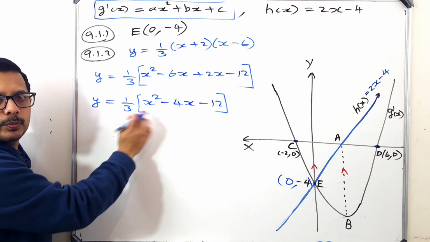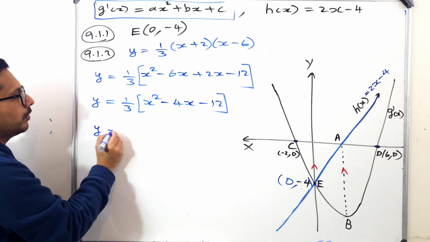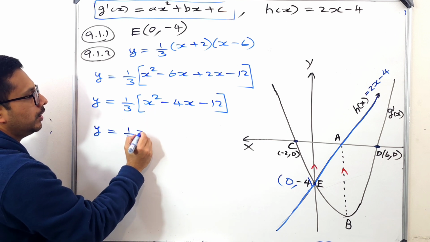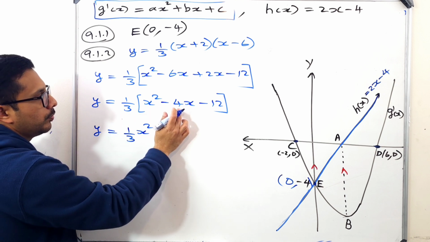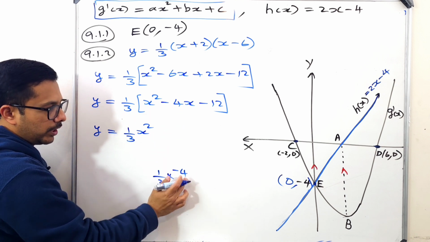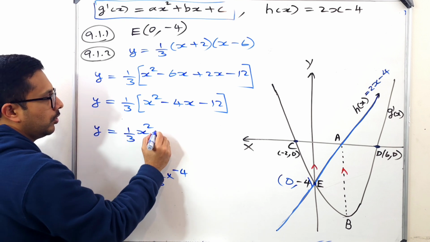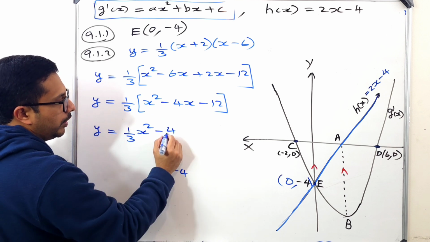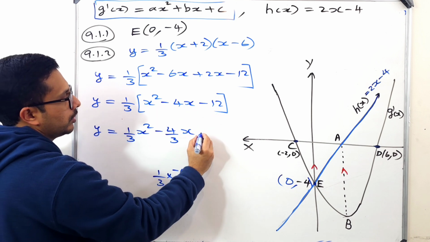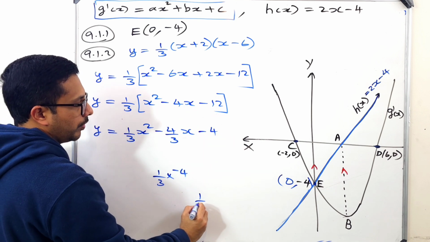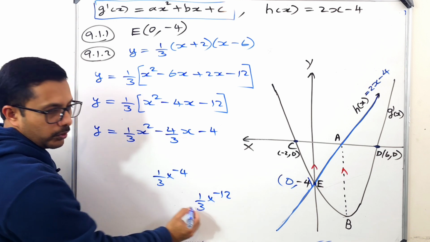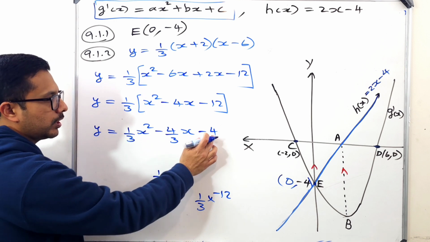Now expand this bracket. So what is that one? y is equal to 1 over 3 into x squared is 1 over 3 x squared. 1 over 3 times minus 4x, 1 times minus 4 is minus 4, so it is minus 4 divided by 3x. 1 over 3 into minus 12, is it not minus 4? 1 over 3 into minus 12, minus 12 divided by 3 is minus 4.